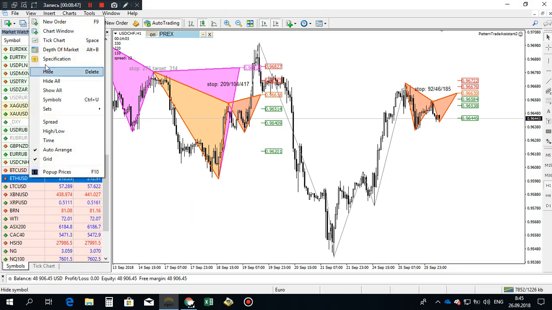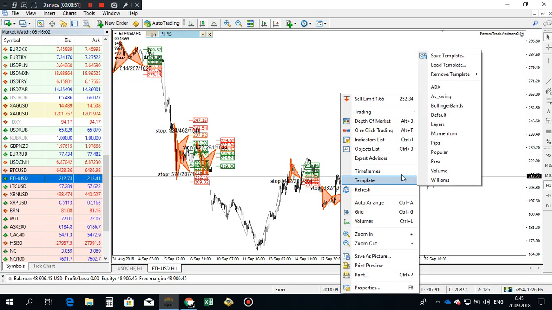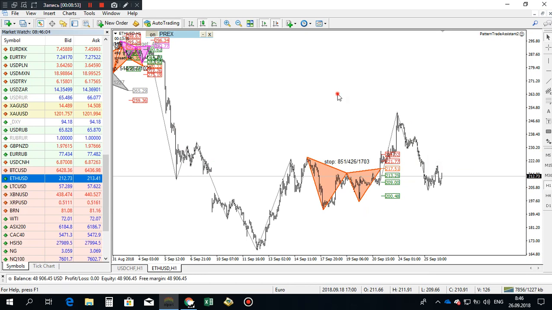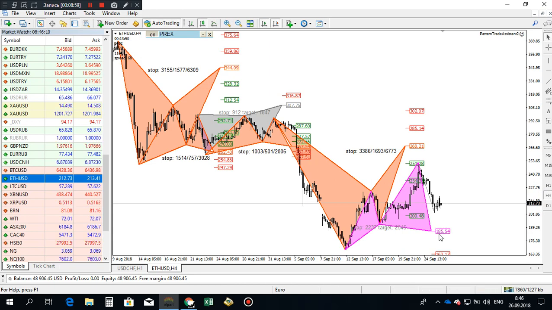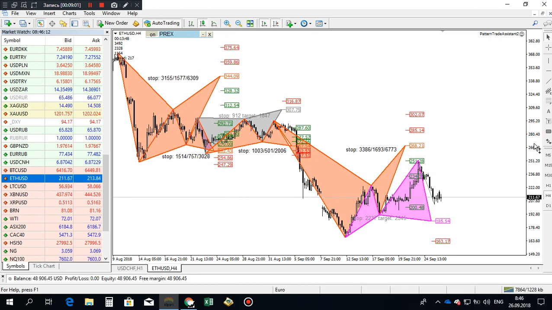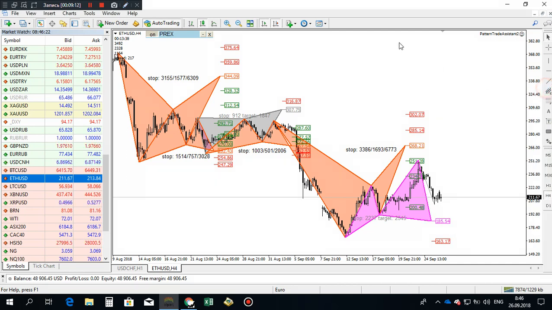Ethereum, let's go to check Ethereum, and again I need Prex algorithm. 1 hour, 4 hour, a potential cipher pattern. Nice situation, a high probability setup on Ethereum. So if price declines to this level, somewhere here, expect a bounce to the upside. Very simple, if you know what to look at.